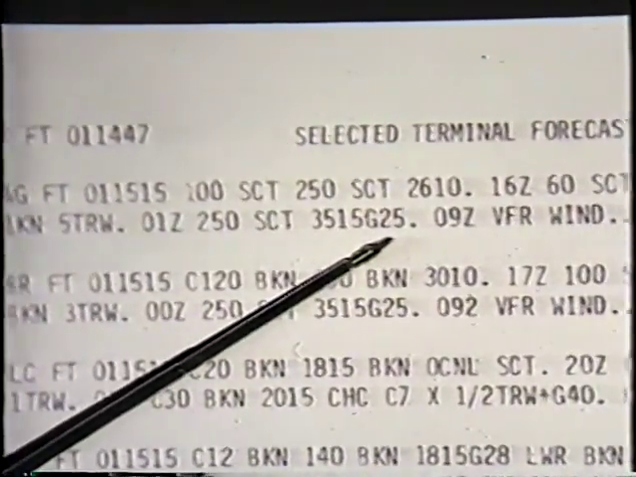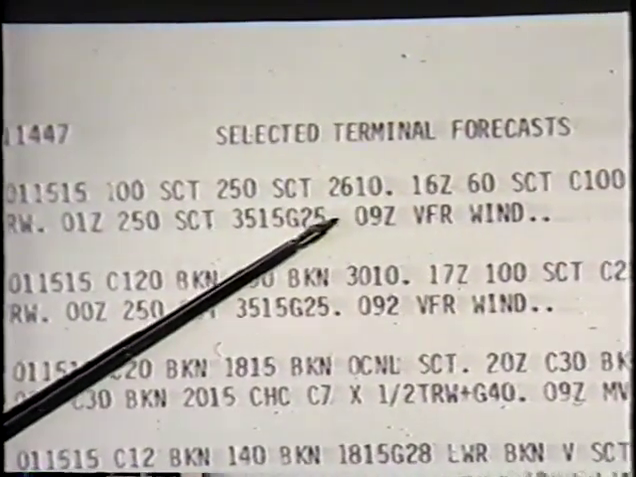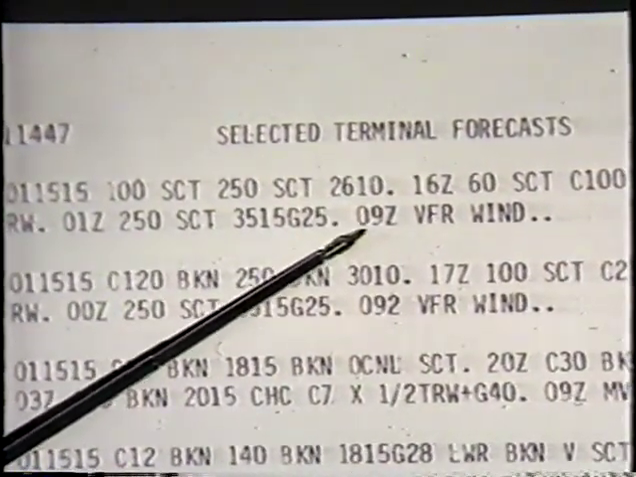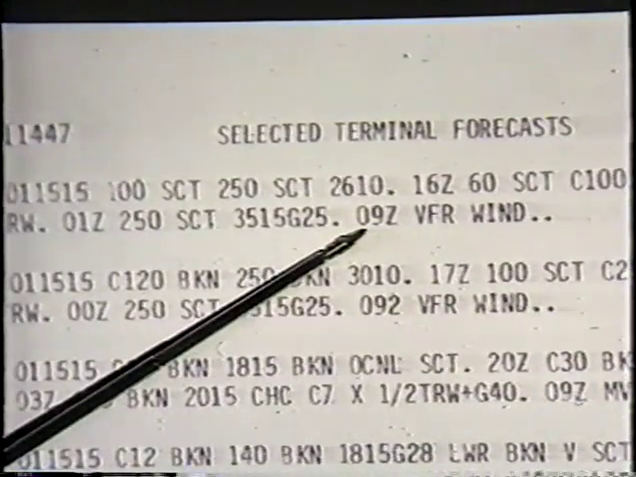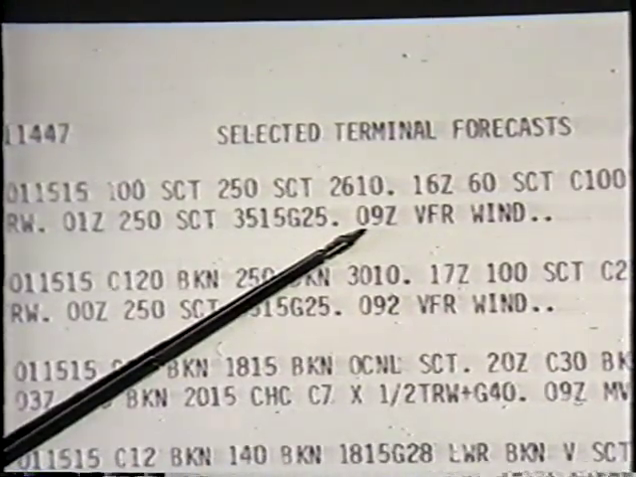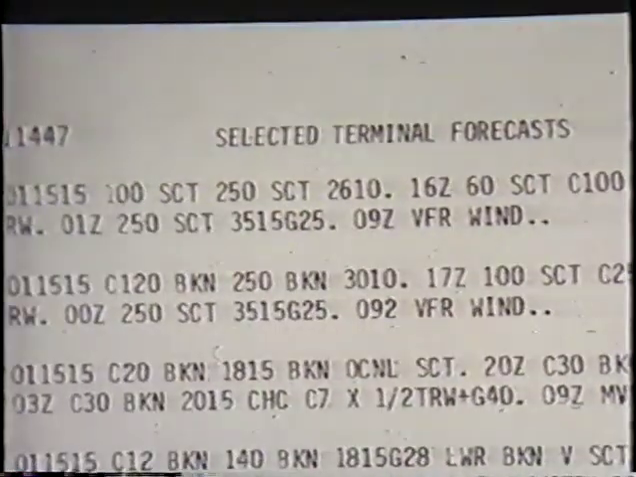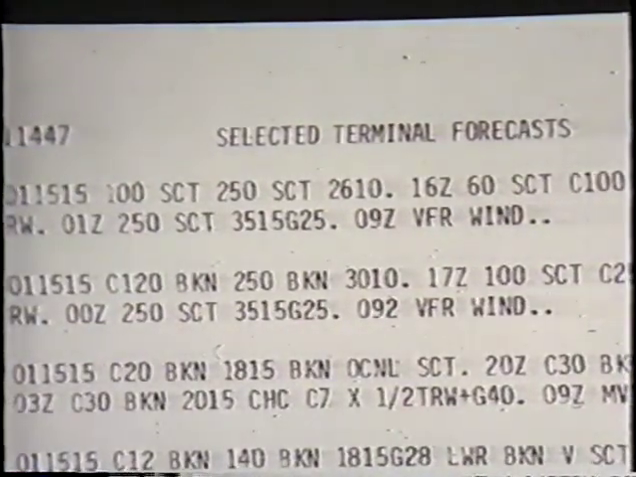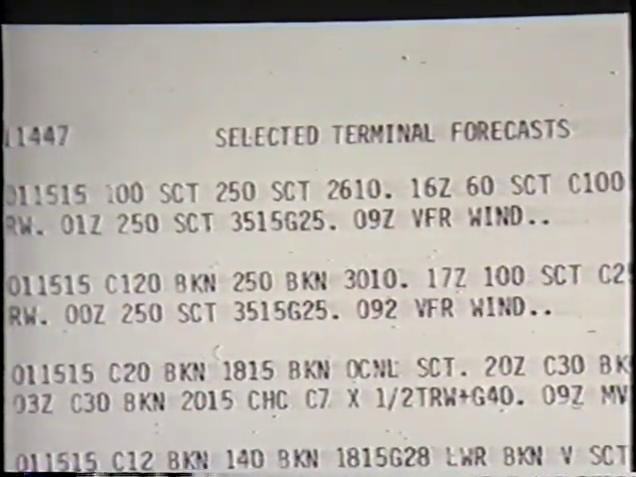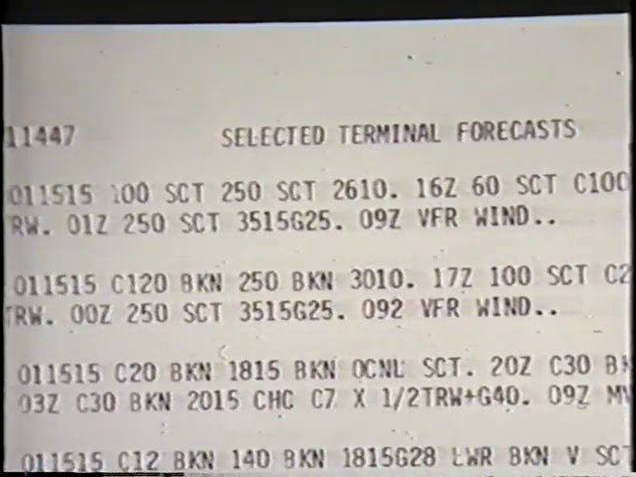And after 0900 Zulu, which is always just the last 6 hours, they always give just a categorical outlook. That's all they ever have. It'll categorically be VFR. And when it says wind, I believe that means the winds are going to be more than 25 knots, possibly, occasionally. All right? So that's how we use this.